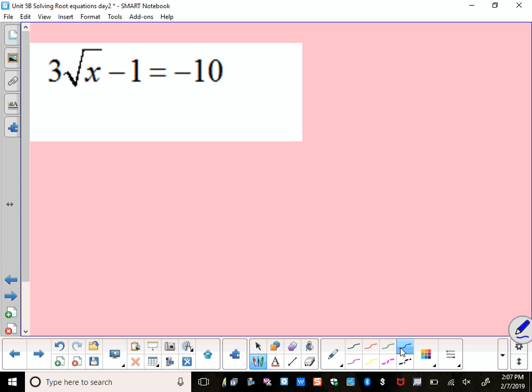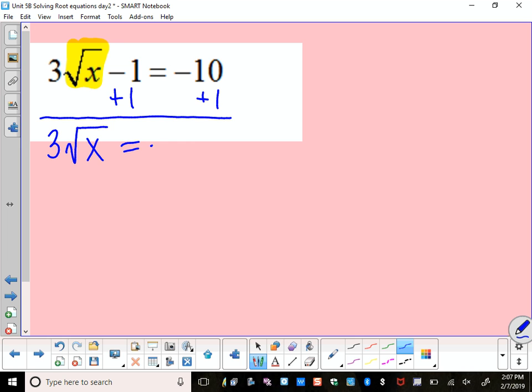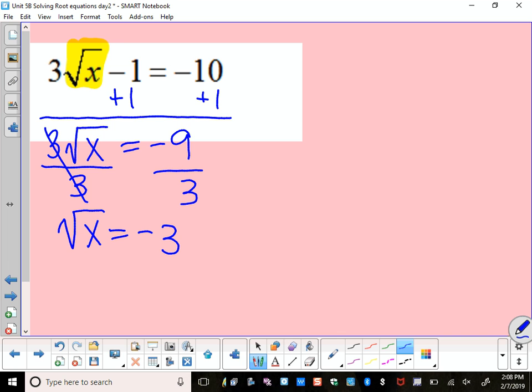What number is this one? Alright. So I want to get this by itself. So I'm going to add 1 to both sides. And I have 3 times the square root of x is equal to -9. How do I get x by itself here? Divide by 3. Good. That cancels out, so I'm left with the square root of x is equal to -3.